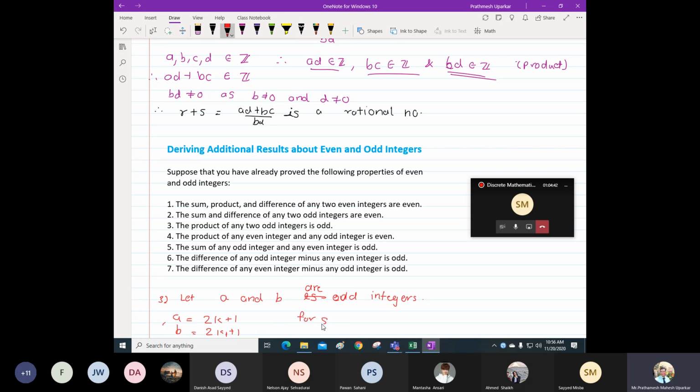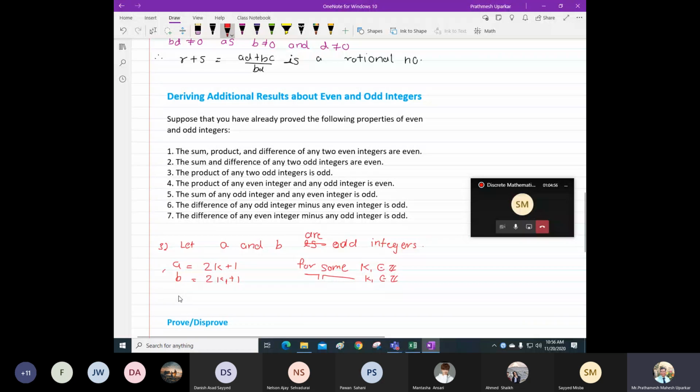फॉर सम k बिलोंग्स टू द सेट ऑफ इंटीजर्स. यहाँ पे क्या होगा, फॉर सम k1 बिलोंग्स टू द सेट ऑफ इंटीजर्स. व्हाट अबाउट द नेक्स्ट, हाउ आई विल राइट a, क्या प्रूव करना है आपको, प्रोडक्ट ऑफ टू इंटीजर्स. सो ab, what is ab? 2k plus 1 into 2 times k1 plus 1.